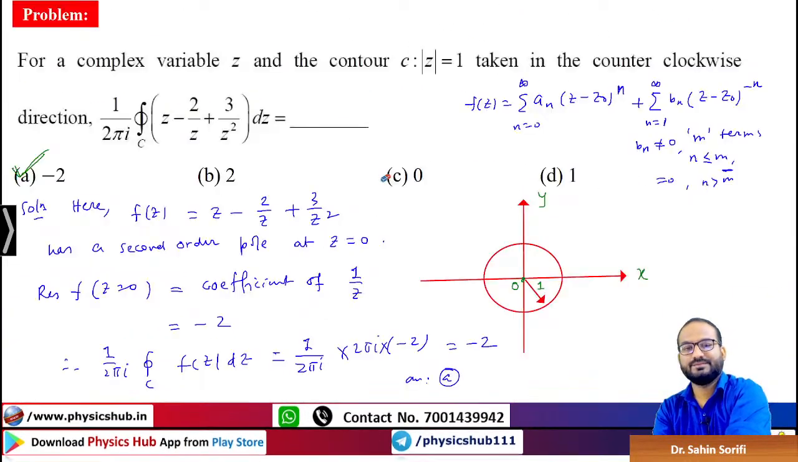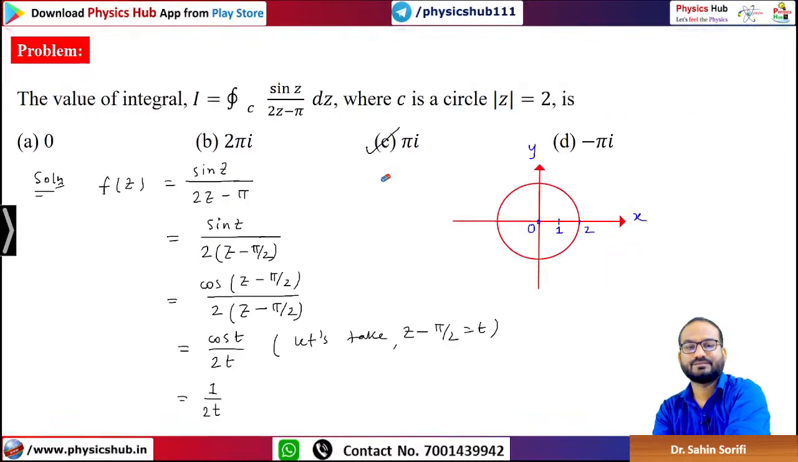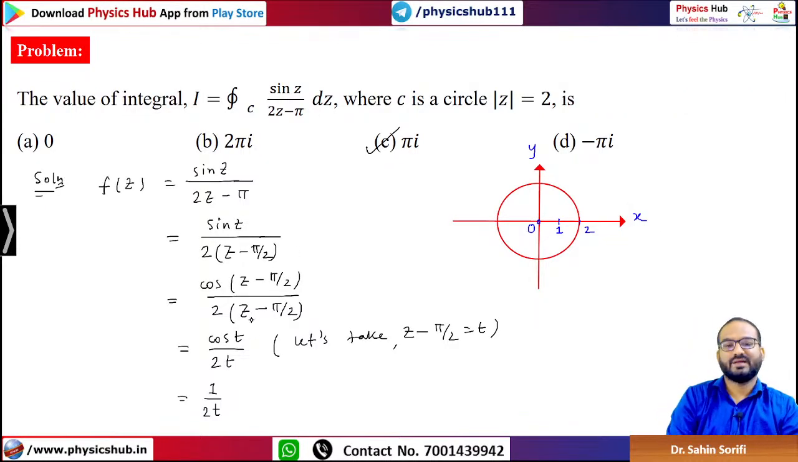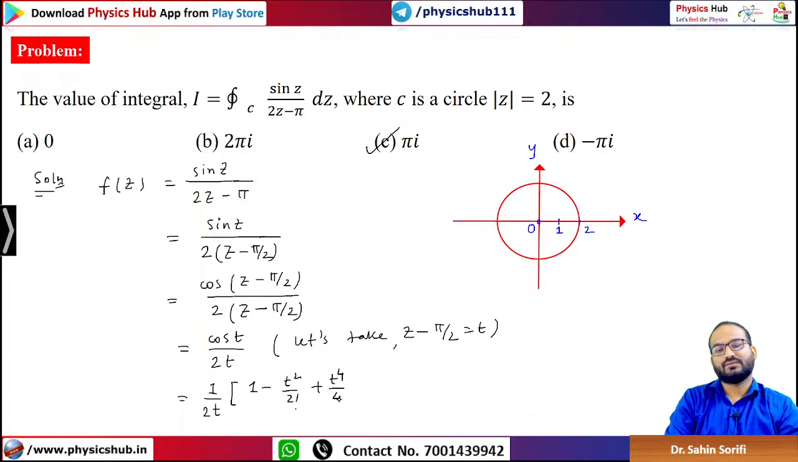For this problem, as you can see, here we took z minus pi by 2 equals to t. So z equals to pi by 2 is a pole. So 1 by 2t cos t, we can expand: 1 minus t square by 2 factorial plus t to the power 4 by 4 factorial minus and so on. So you get 1 upon 2t minus t times 4 plus t cube times 2 into 4 factorial, minus terms which we don't care about. The 1 by t coefficient is half.